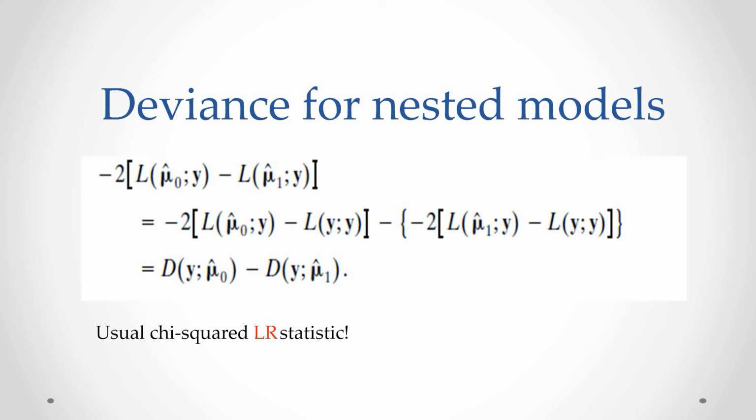Thus the difference in deviance between these two nested models is the usual likelihood ratio statistic for testing the difference of the two models, and we know that for the one parameter exponential family, this difference of likelihoods will have a chi-square distribution, which we can use as a benchmark for testing the significance of the difference of two deviances.